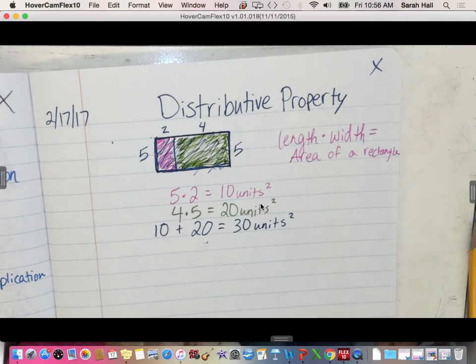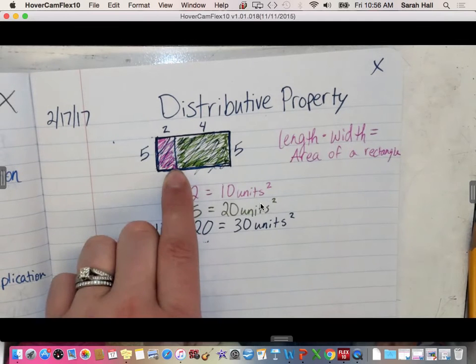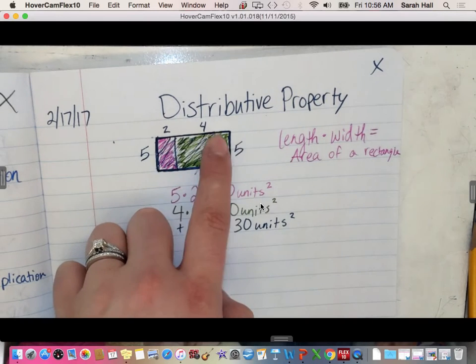Does someone think they could say that in a different way? Dylan, do you think you know what he's saying? So if you didn't split it, then there's 2 quarter pieces. If I hadn't split this into 2 separate pieces, if I had kept it as the whole line, how would I figure out the length of that line?